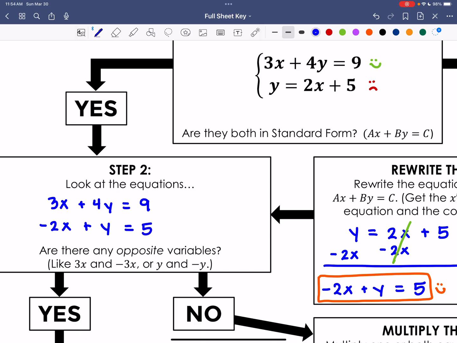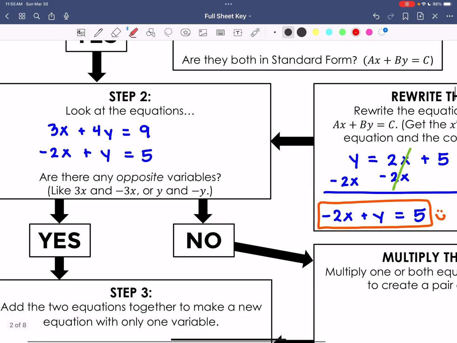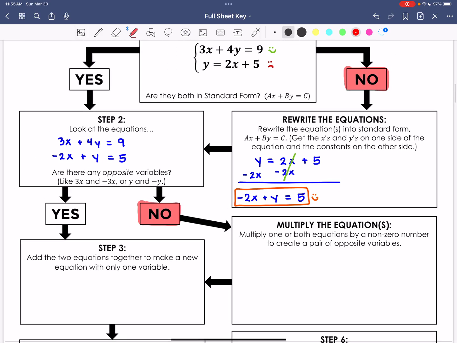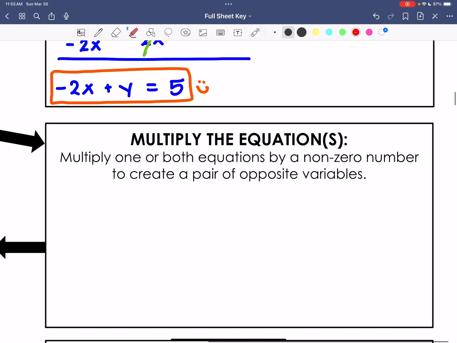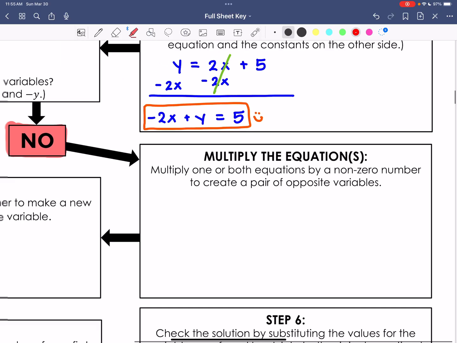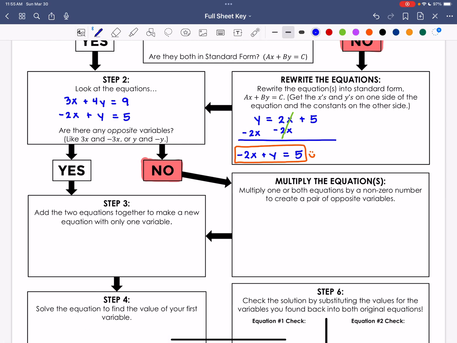And the question is, are there any opposite variables? So again, that would be like a positive 3x and a negative 3x, or a positive y and a negative y. So for our x's, we have positive 3 and negative 2. So nope. And then for our y's, we have positive 4 and then positive 1. Also a nope. So we are going down the no pathway. All right, so this brings us to this box, which says we are going to multiply one or both equations by a non-zero number to create a pair of opposite variables. So go ahead and copy down what we're working with again.